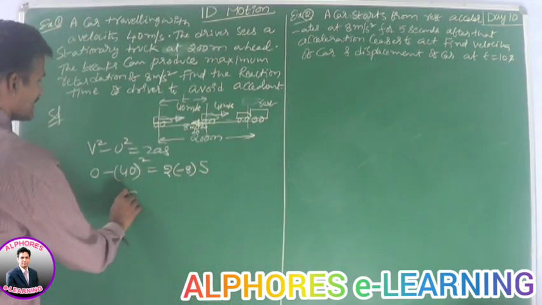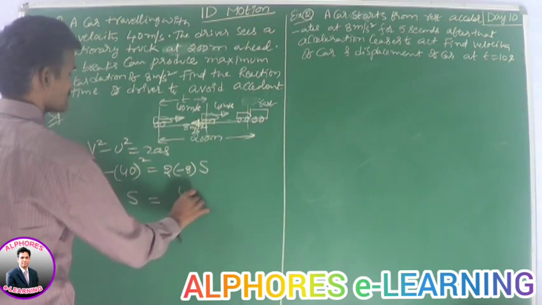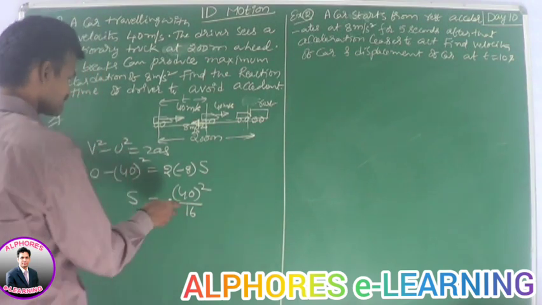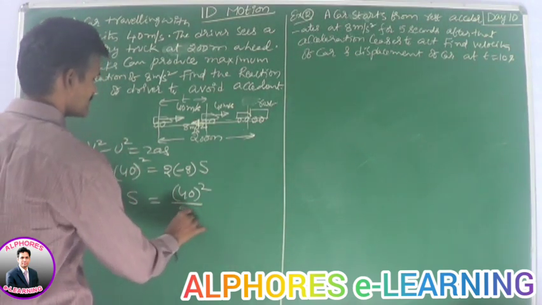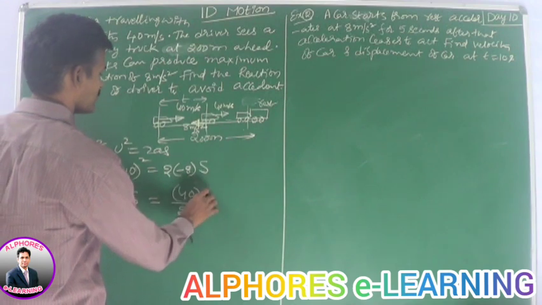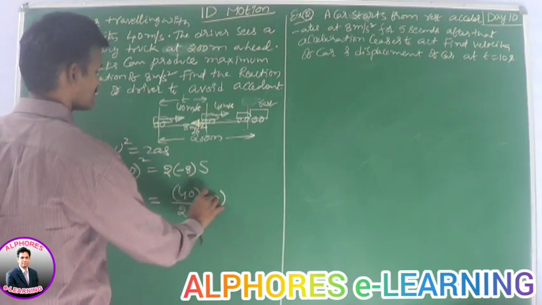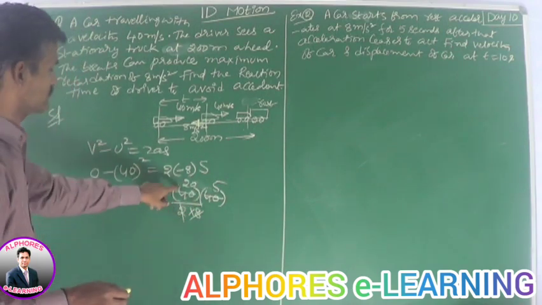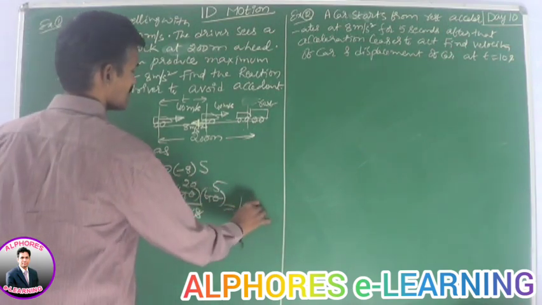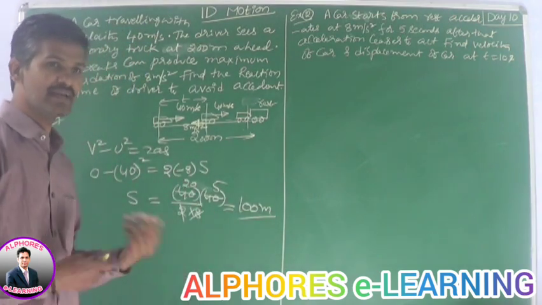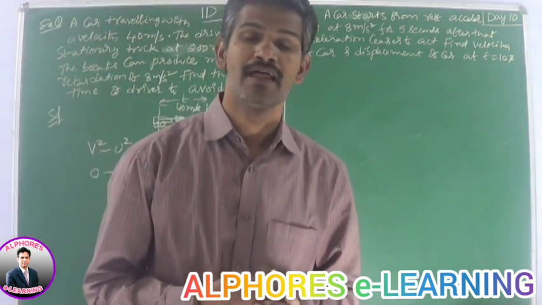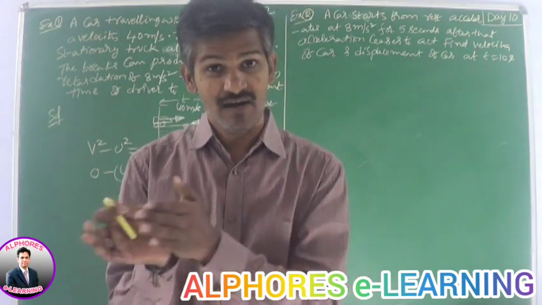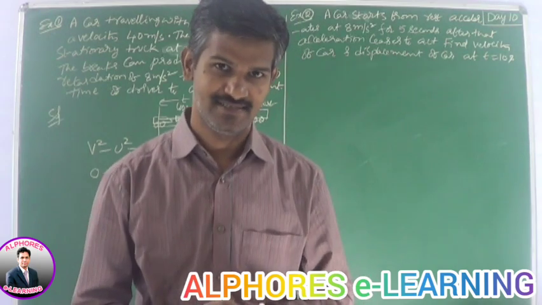So s is equal to 40 squared by 16, that is 40 into 40 divided by 2 into 8. 8 ones are 8, 8 fives are 40, 2 ones are 2, 2 twenties are 40. So 20 into 5, this is 100 meters. After applying brakes, this car travels 100 meters. So without applying the brakes, the car can travel another 100 meters.